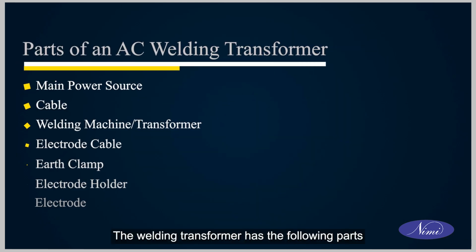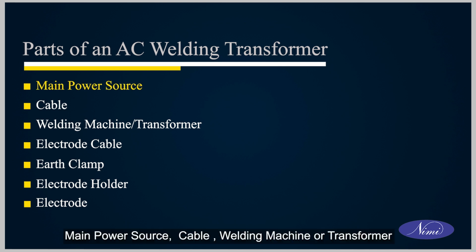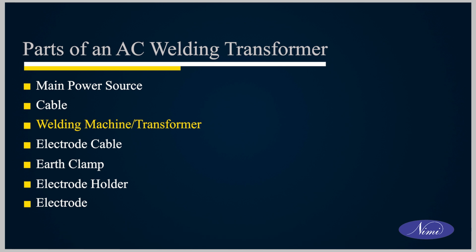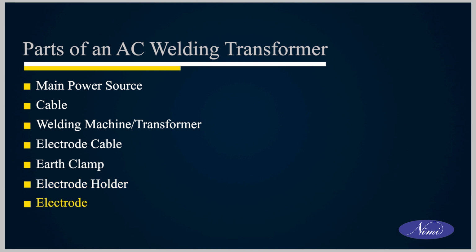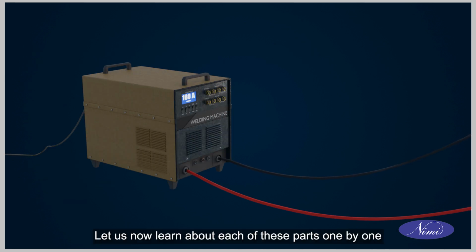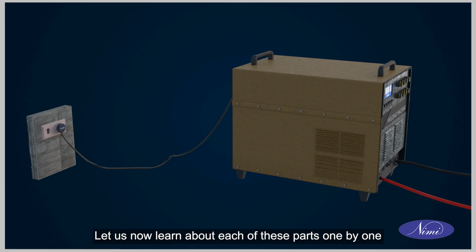The welding transformer has the following parts: main power source, cable, welding machine or transformer, electrode cable, earth or earthing clamp, electrode holder, electrode. Let us now learn about each of these parts one by one.